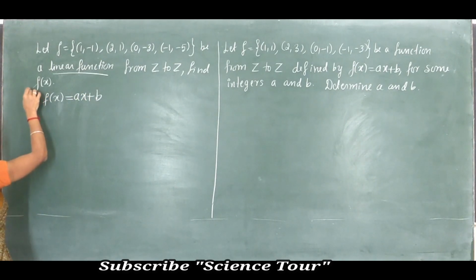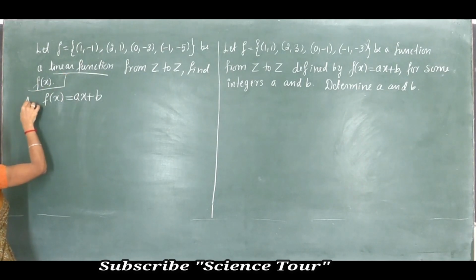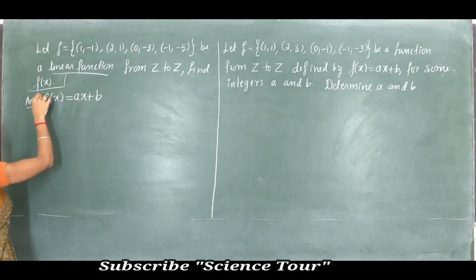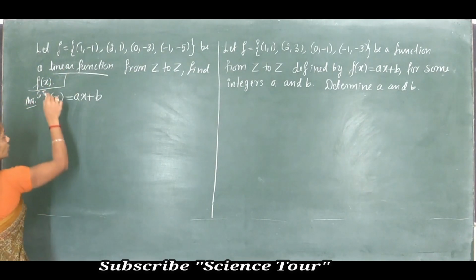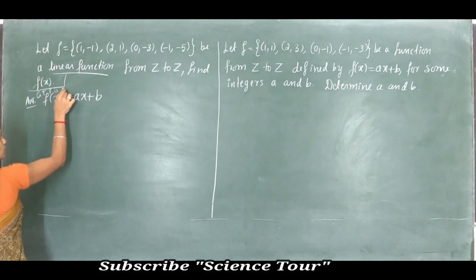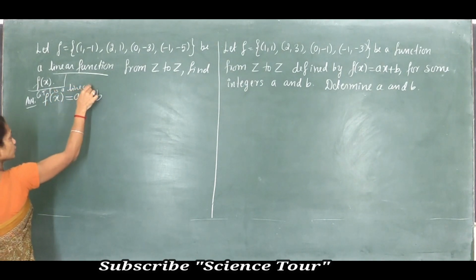Okay, so with this you have to start. So in the answer part, what you have to do is write given that. What are you given? You are given f is a linear function. Okay, given that f is a linear function.